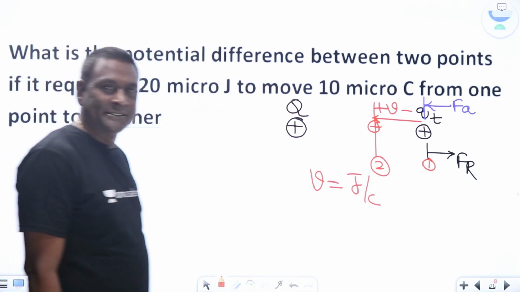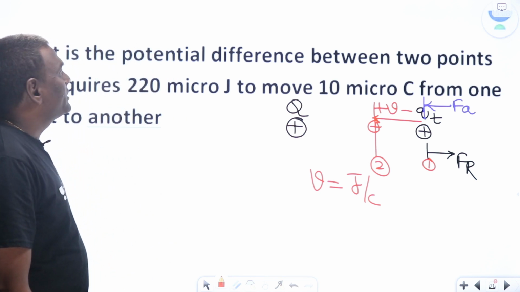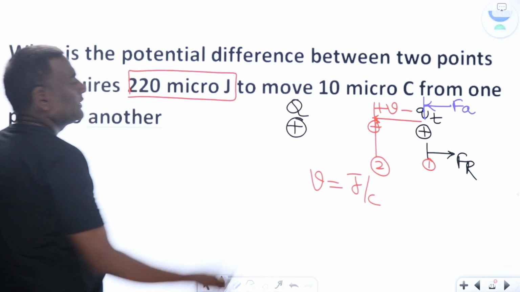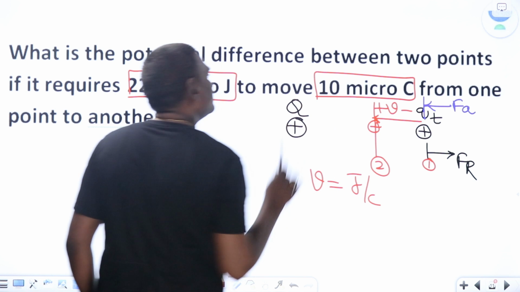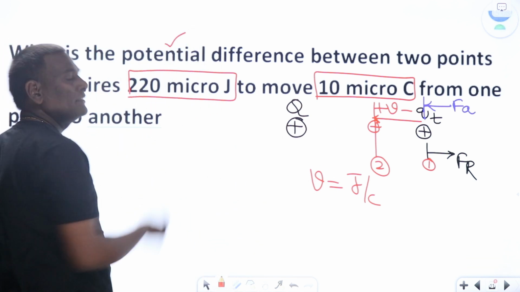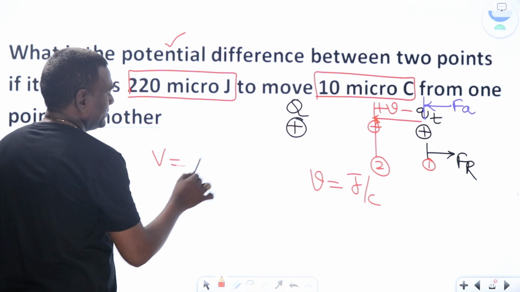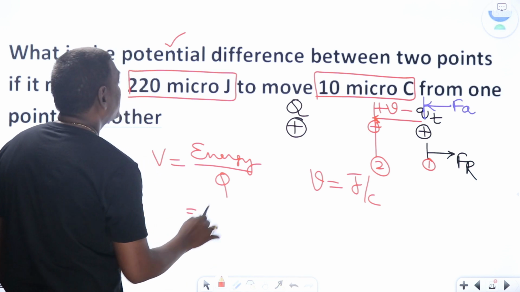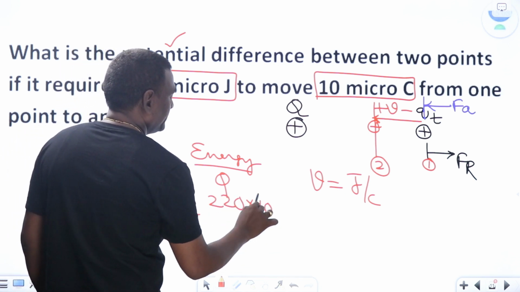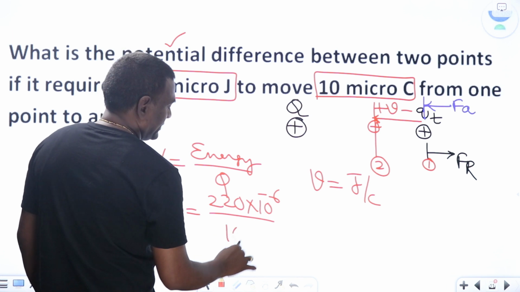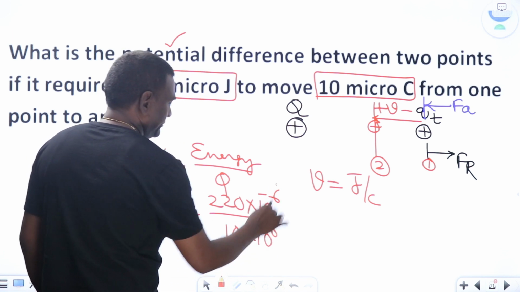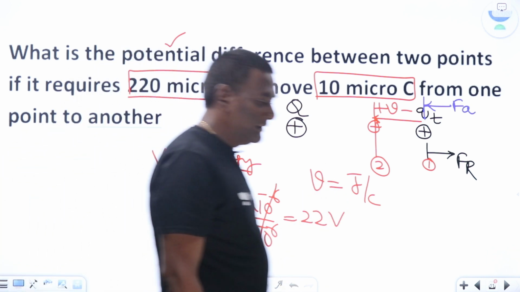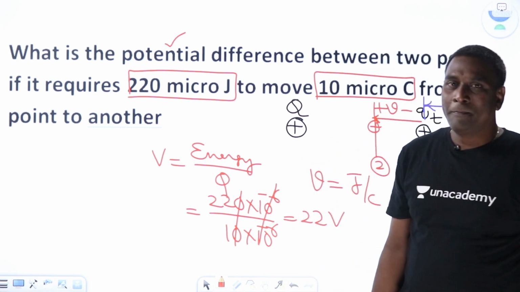Now go to the question. It will be very easy. What is the potential difference between 2 points if it requires 220 microjoules to move 10 microcoulombs? Potential difference they are asking, meaning they are asking voltage. So voltage here is going to be the energy expended per coulomb of charge, which is 220 microjoules divided by 10 microcoulombs, that is 22 volts.